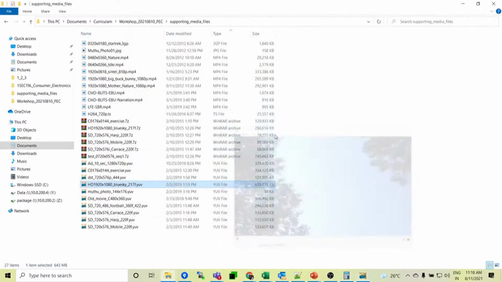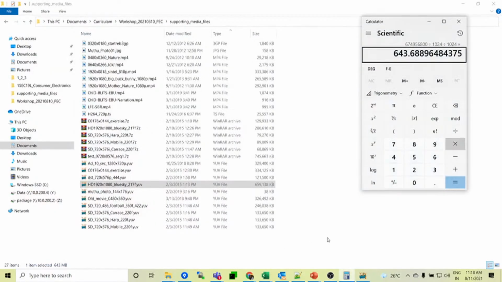So why is it saying like this, 659, 138? This is the reason, because it is showing in KB, correct? Your Windows Explorer is showing in KB. If you convert it into MB, you are correct. The values are perfectly correct.